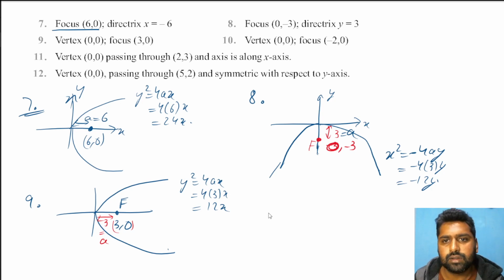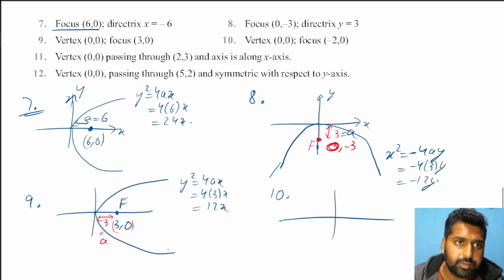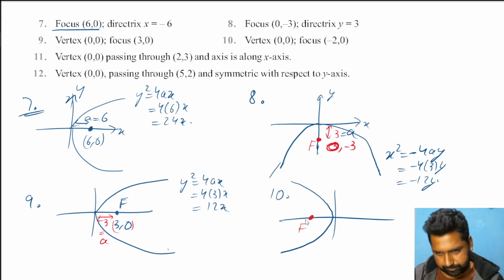As simple as that. 10th one, same idea. The vertex is (0, 0). We know, it's okay. The focus is (-2, 0). Minus 2, 0 will be drawn here. That's your focus. If this is your focus, how will you draw the parabola? You have to draw it like this. That's the only way it will contain this focus.